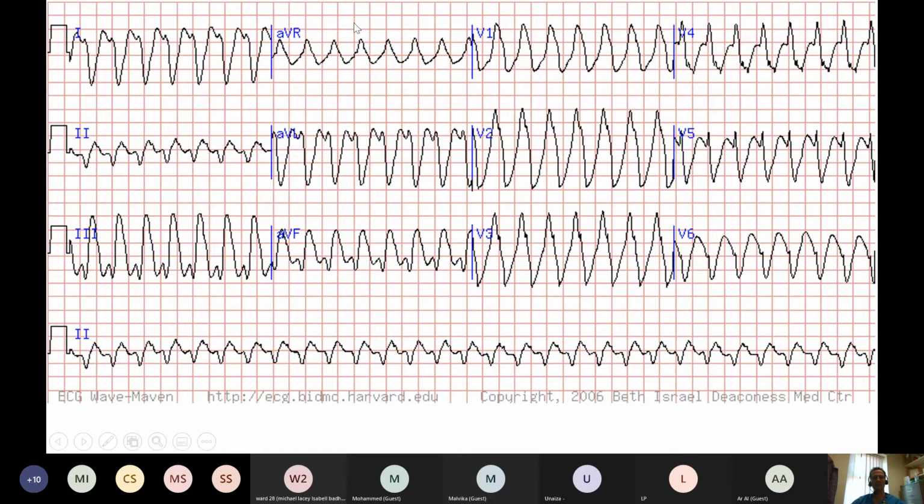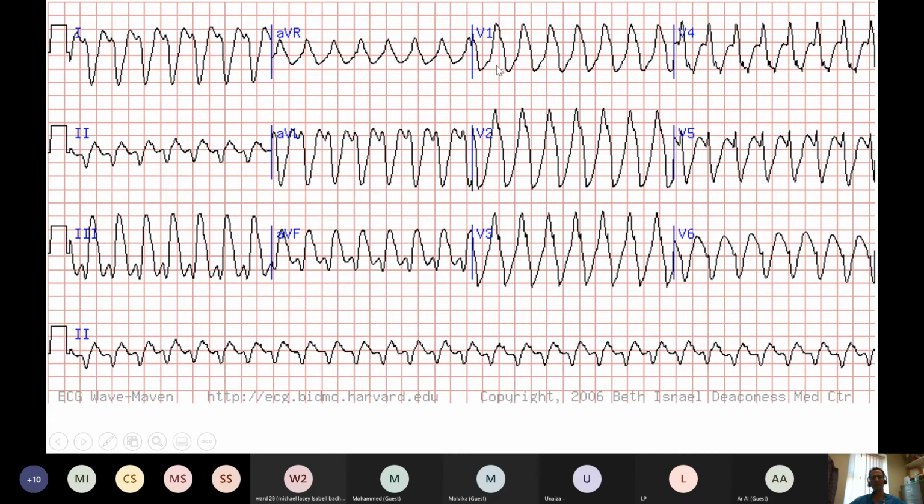So that tells you that there is extreme axis deviation, and that's because the signal's coming from the ventricle and it's going up from the ventricle towards the atrium and towards the right arm. So dominance in AVR makes it highly likely that it's a VT.